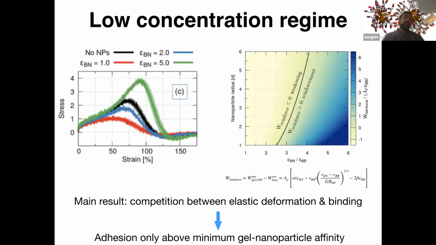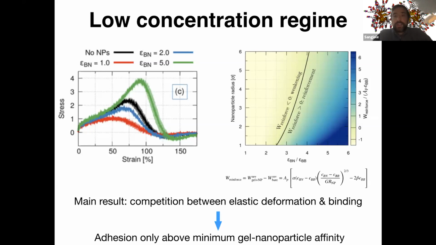Okay, so in this regard, when we were studying hard nanoparticles, of the kind that were used in the experiment I presented before, we can distinguish basically the presence of two different regimes. At low concentration, what we see is that effectively there is a minimum attraction between the nanoparticle and the gel required in order for the nanoparticle to actually act as a reinforcement, so to act as a glue. And below this minimum attraction, the nanoparticles don't act as glue anymore, but actually they prevent adhesion.